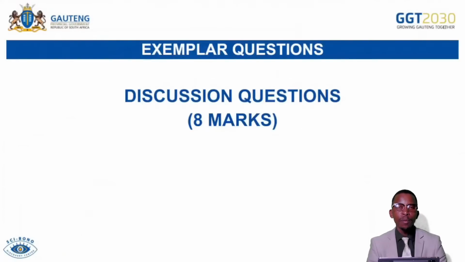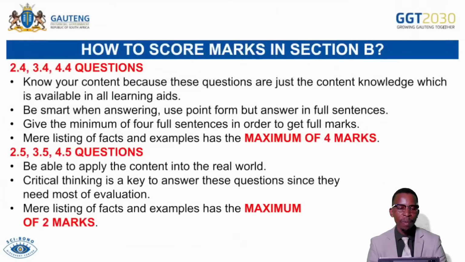And then 8 marks questions, that's where we discuss. Remember, 8 marks questions can be 2.4, 2.5, 3.4, 3.5, 4.4, 4.5. Remember, the .4 questions are merely lower order. That's content knowledge that can be found in your notes or textbook. But the .5 is the higher order response where you need to do your own evaluation. You become critical over the content and apply it to the existing world. So they are for 8 marks.